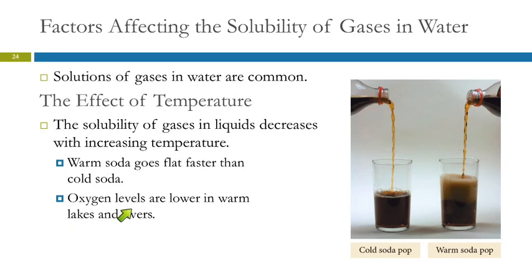Oxygen levels are lower in warm lakes and rivers. Fish and other aquatic life depend on dissolved oxygen in the water to live. If the temperature of the water is warmer, the solubility of the oxygen is lower, and so there's not as much oxygen.